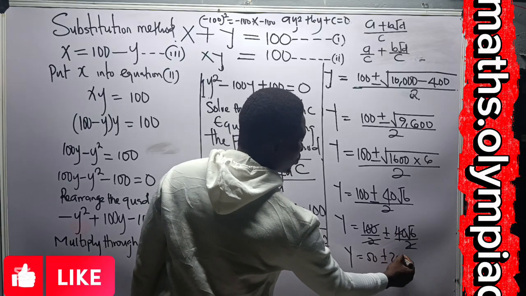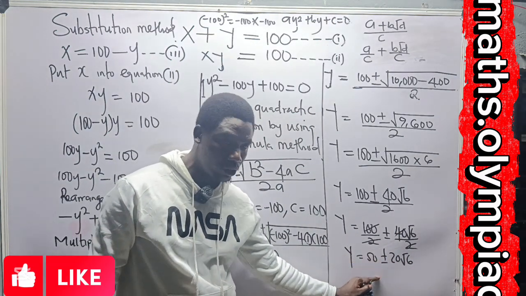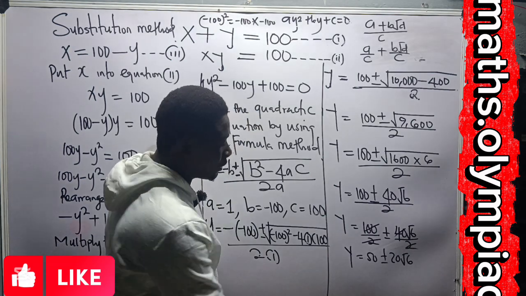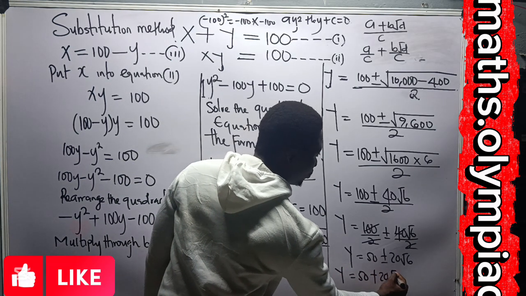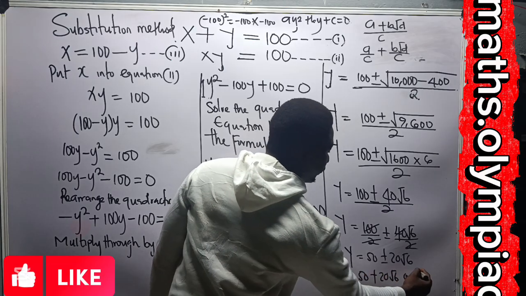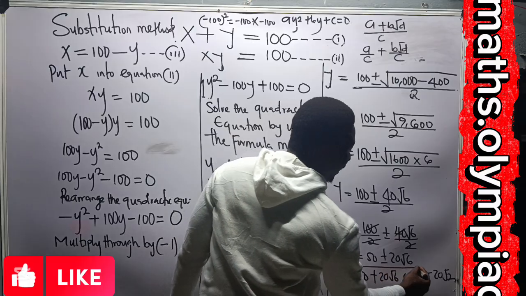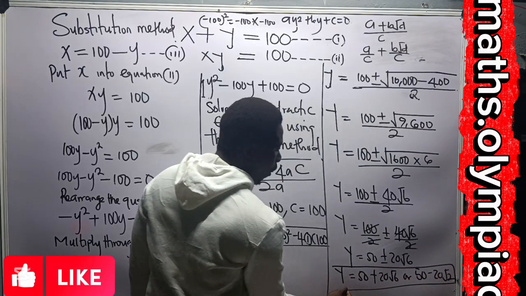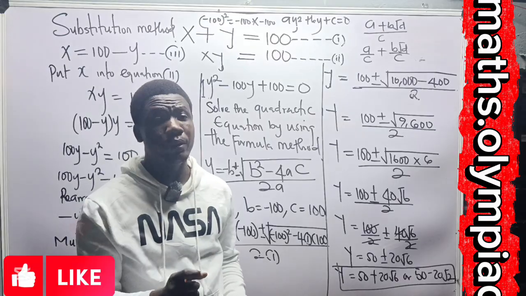So if I use this to cancel this, y will give me 50 plus or minus, this cancels this, 20 root 6. Since you have plus or minus here, you can separate it so that y is equals to 50 plus 20 root 6 or 50 minus 20 root 6. These are the values of y. So there are two values of y. That's to say we are still going to get two values of x.